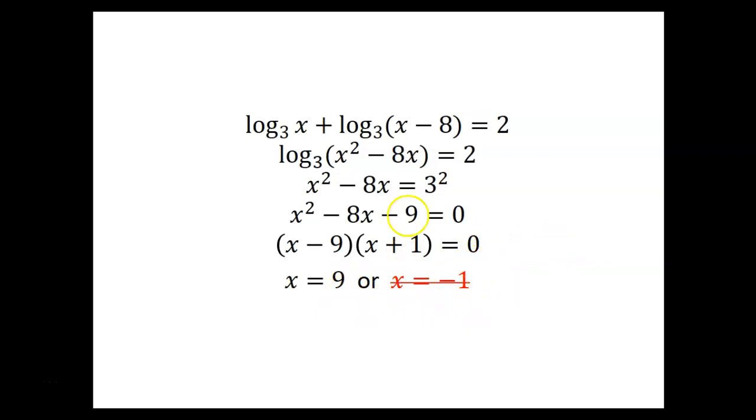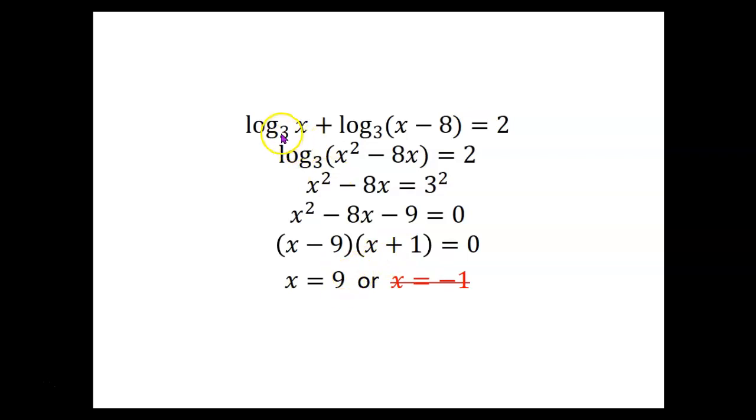However, we have to disqualify that x equals negative 1, because if we went back up here and tried to plug in negative 1 for x, we'd have logs of negative numbers. And that's not allowed. The log of a negative number is undefined. So negative 1 is not a solution to the equation we started with. It's not something that we can put in place of x and have the two sides be equal.